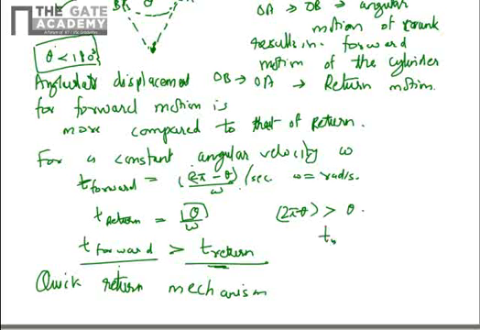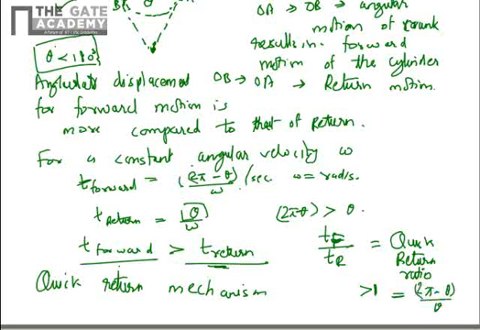The quantity t forward by t return is sometimes called quick return ratio. So time taken to move in the forward direction divided by time taken in the reverse direction. So this is greater than 1 because Tf is greater than Tr, and it is equal to 2 pi minus theta by theta. So if theta is less than pi, then this will be obviously greater than 1. The application of this mechanism is in some cutting tools where you want the reverse motion to be rapid.